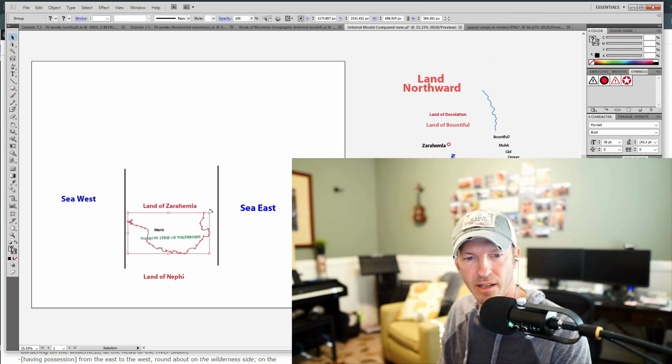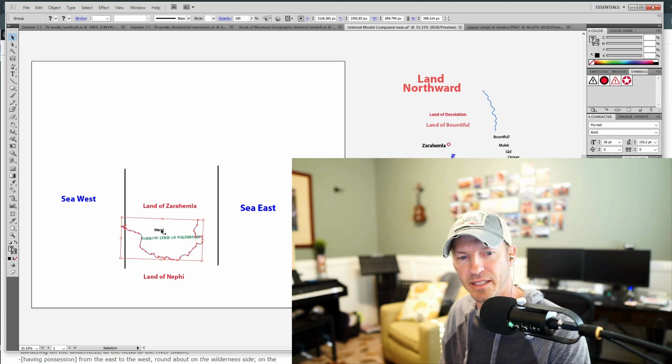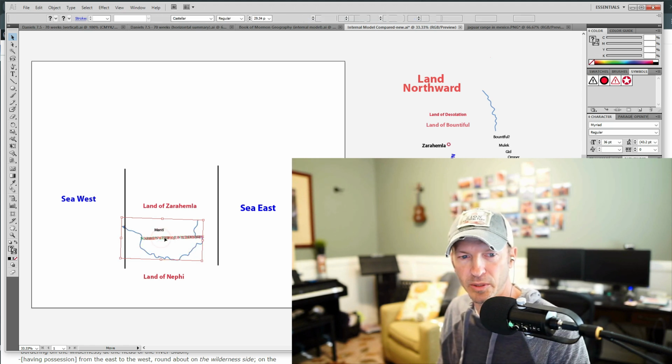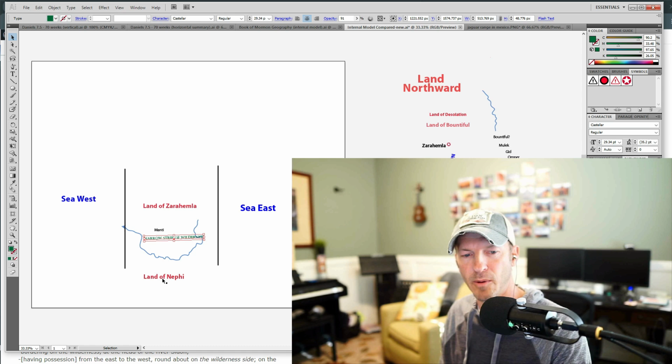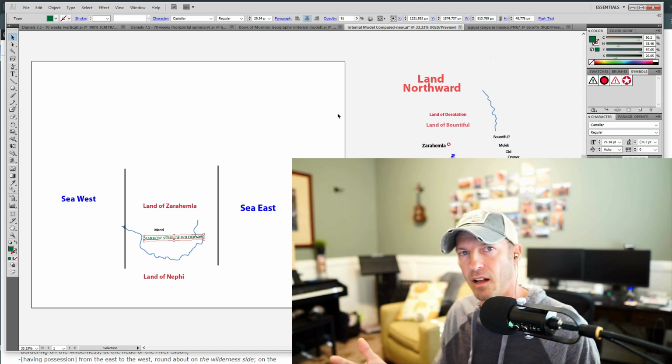Now, which way does it run? Does it run north-south? Does it run east-west? We don't know yet, right? We're going to keep reading and see if we get any clues in the text. We just know that there is a river Sidon somewhere associated with the land of Manti and a narrow strip of wilderness that goes from the sea east to the sea west, which divides the land of Zarahemla and the land of Nephi. Okay, we can all agree on that.